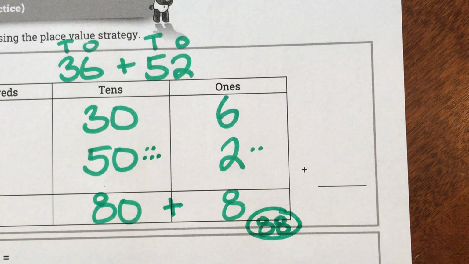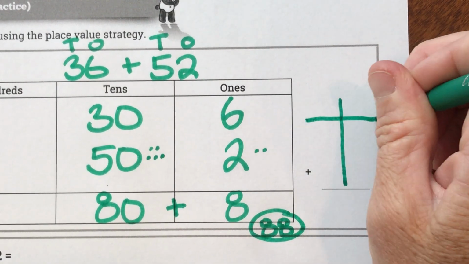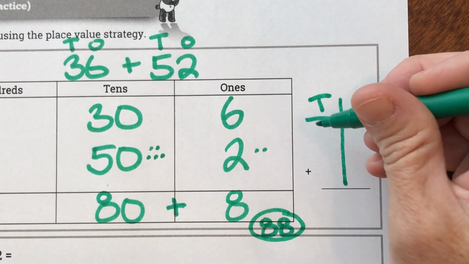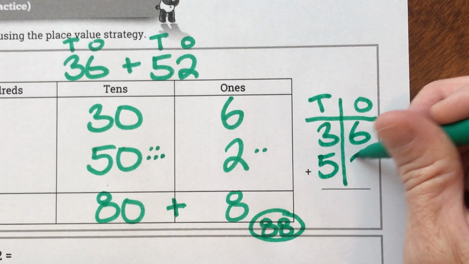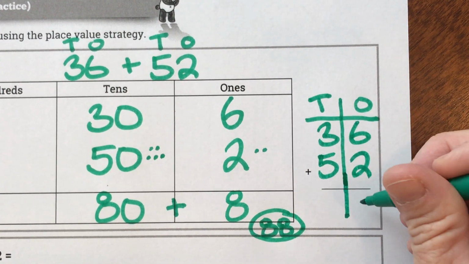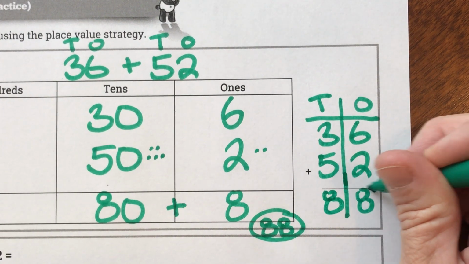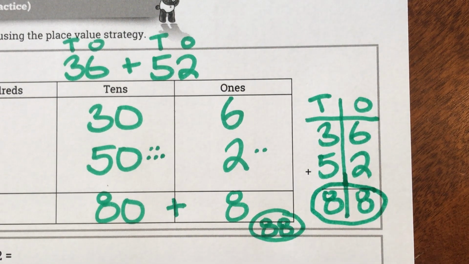Okay, if we were to do this in working form, remember working form means we're not going to decompose our number. So we just are going to leave it as 36 plus 52. And what was our answer? 8 in the ones column, and we have 88. This is what working form would look like, friends.